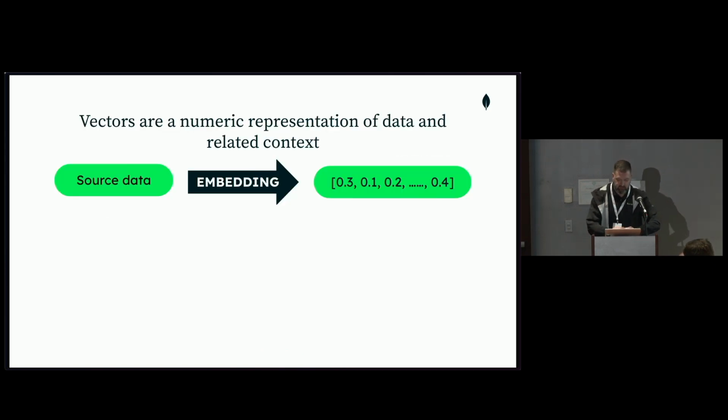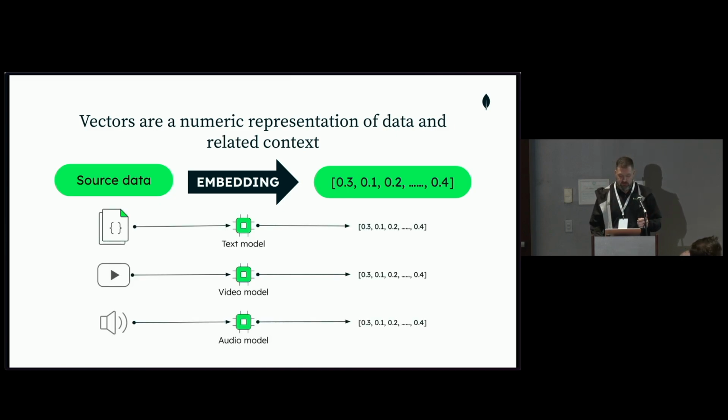So again, what makes vectors so special? They enable semantic search. In other words, they allow us to find information that is contextually relevant and not just a keyword match. And these data sources are not limited to just text. These, again, can be images, video, audio, and so on.